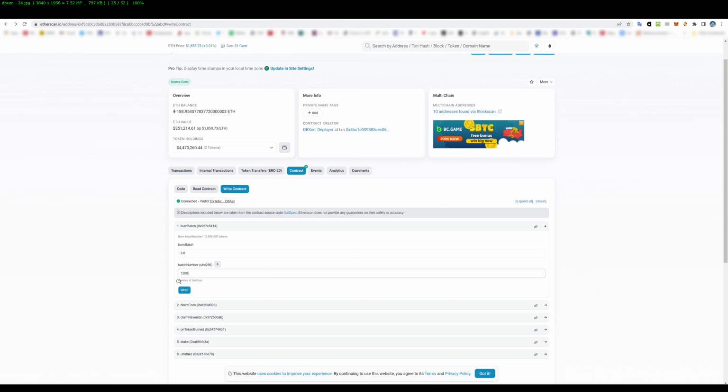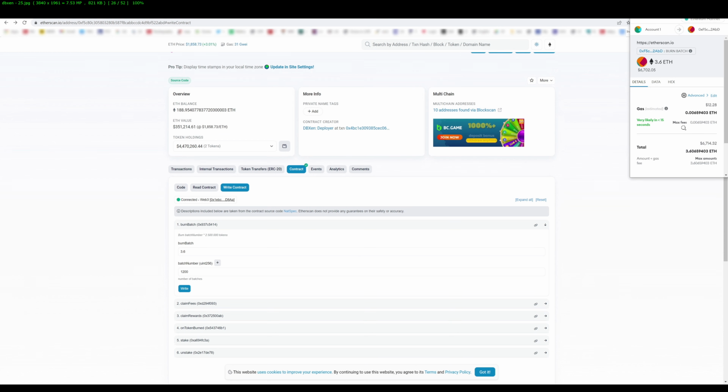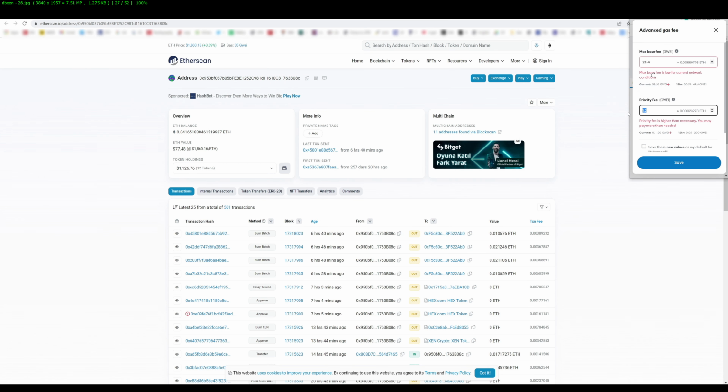So we click on the write, and we have to confirm this in our MetaMask wallet. The MetaMask wallet will open, and here we set the GWEI at which we want to burn. I entered 28.4, and I also give some tip. Usually I give like 1.5, 1.2, or even 2 GWEI tip, because of the way these validators work.